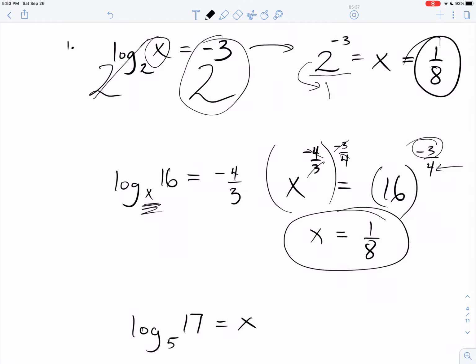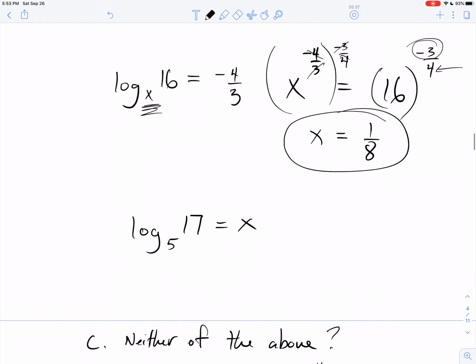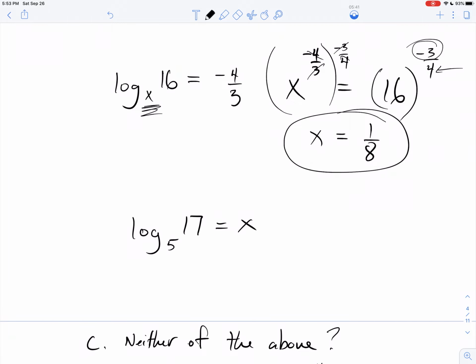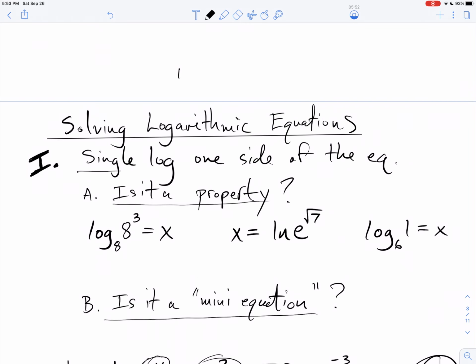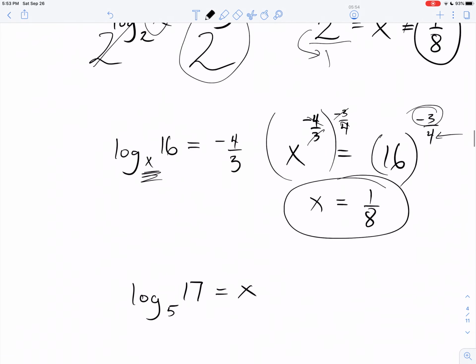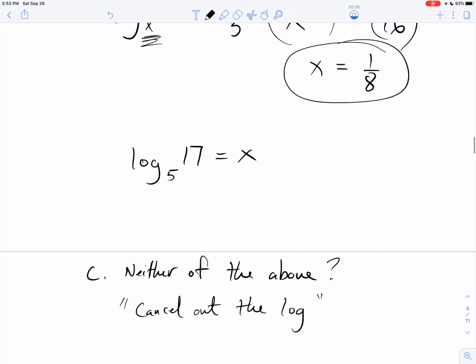So, moving on. Once again, you see that there is a log statement. This is a mini equation, but what unifies all these examples I'm talking about? There is a single log on one side of the equation. That is what all of these have in common. But this guy right here, this dude, this is a trick your calculator style question.